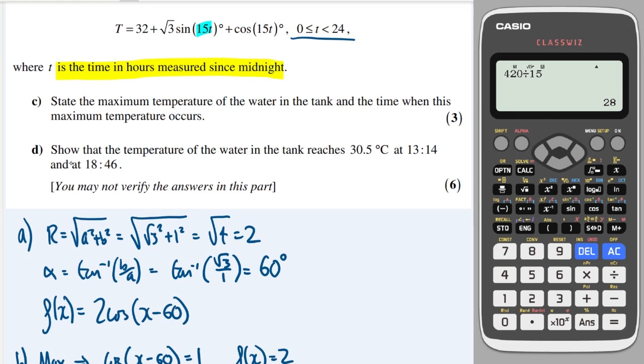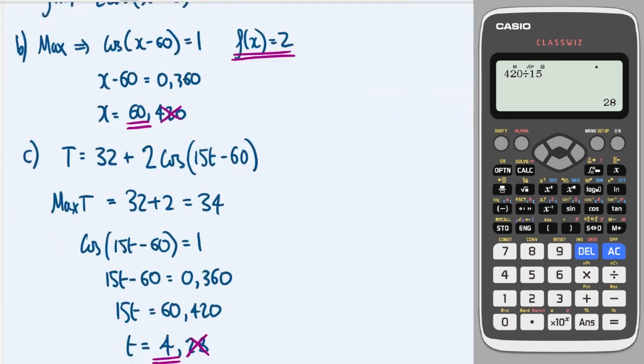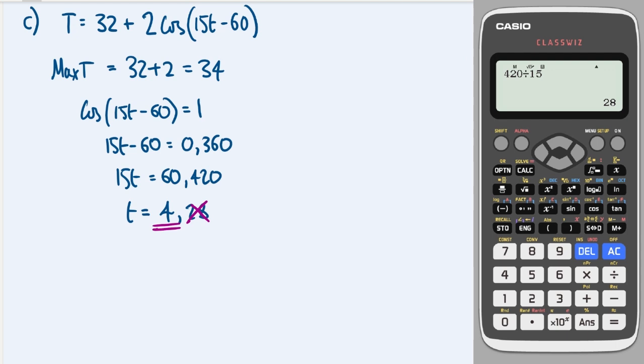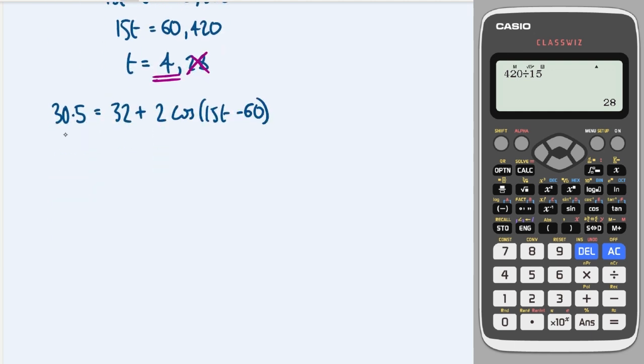Okay, part D, it says show that the temperature of the water in the tank reaches 30.5 at this time and at this time. You may not verify the answers in this part. So you have to work it out rather than just subbing it in. So we want the temperature to be 30.5, and that's equal to 32 plus 2 cos (15t minus 60). So we will subtract 32, which will give me minus 1.5, and we'll divide that by 2 as well, and that will equal cos of (15t minus 60).